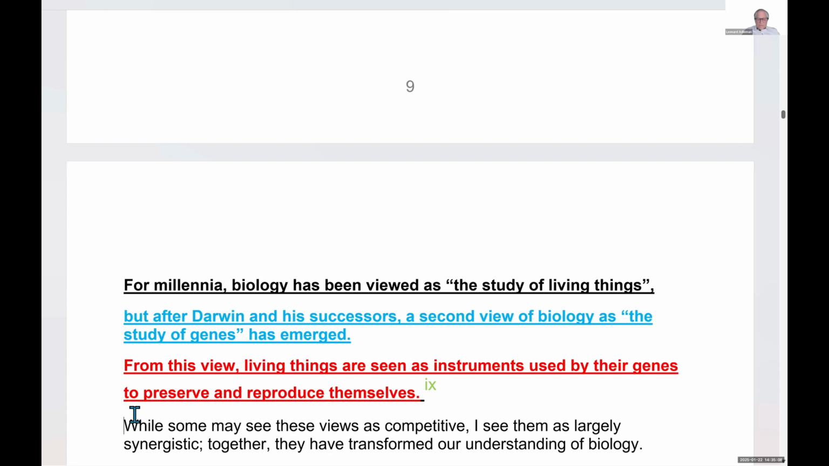So there are these two views of biology. While some may see these views as competitive, I see them as largely synergistic. Together, they have transformed our understanding of biology.